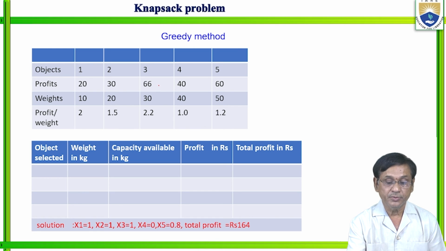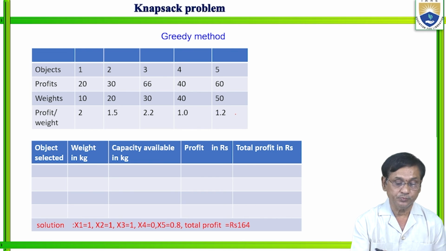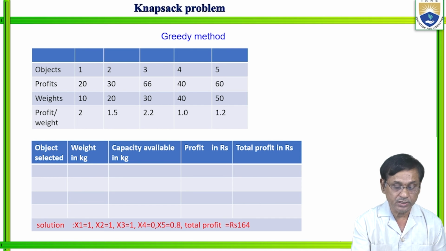Then third object, where profit is 66 and weight is 30, the ratio is 2.2. And fourth object, profit is 40, weight is 40, the ratio is 1. And fifth object, profit is 60, weight is 50, the ratio is 1.2. Now, we have to consider the highest ratio. Highest ratio is 2.2, that is corresponding to object 3.